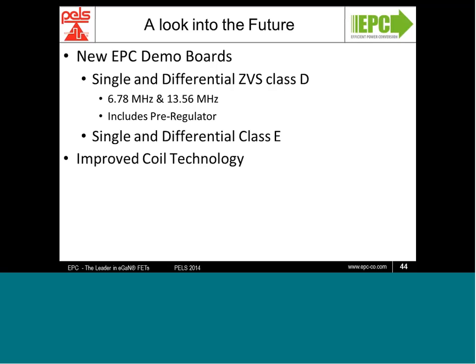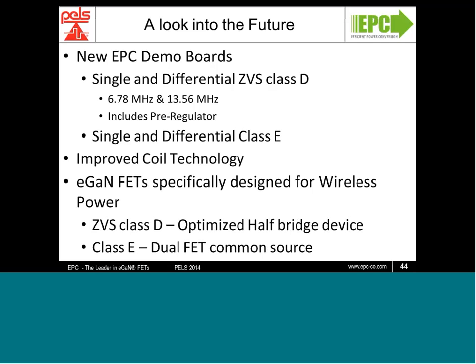A GaN FET specifically designed for wireless power. Now that we know a lot more about wireless power and how to operate it and what the issues are, we have our wireless power figure of merit. We can use that now to come up with an optimized half-bridge device that is suited for the zero voltage switching Class D, or a dual common source FET version for the Class E. And this is for differential mode. So these FETs will be optimized specifically for wireless power and therefore maximizing the efficiency of the circuits.